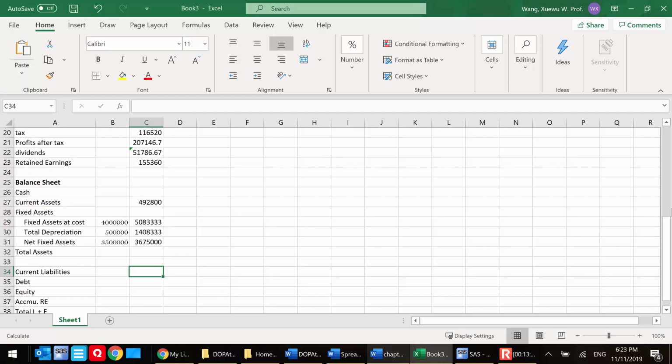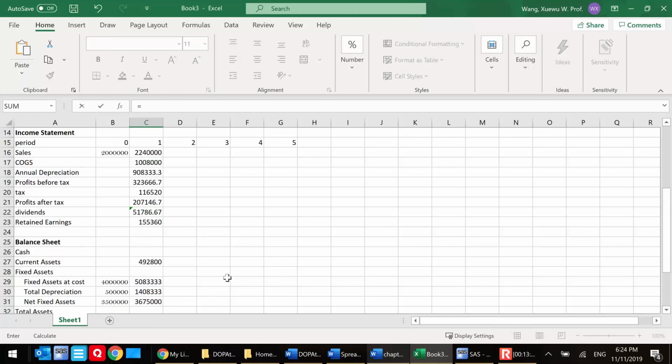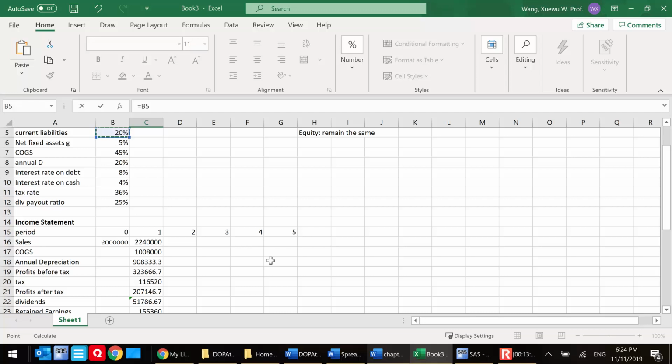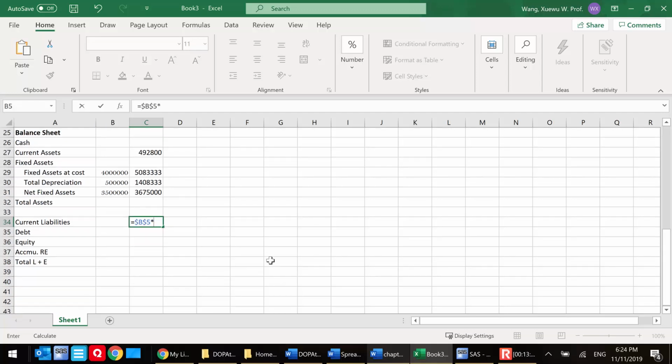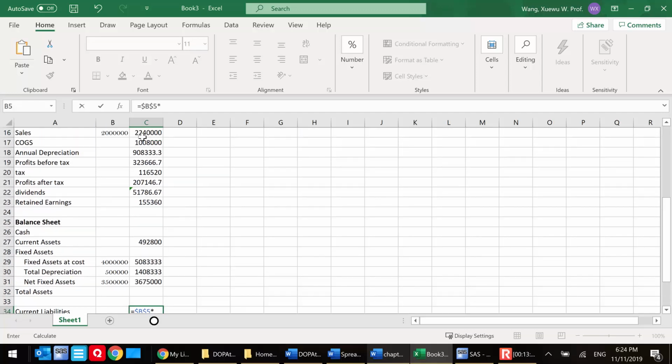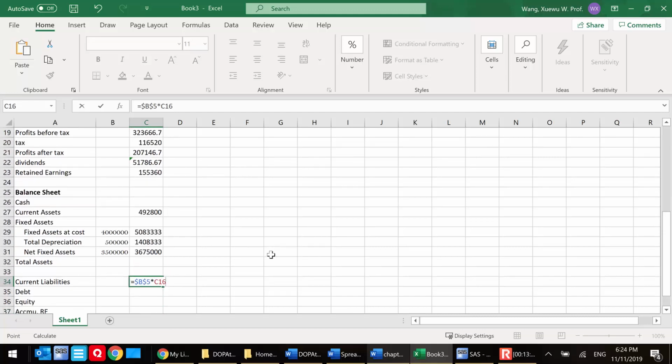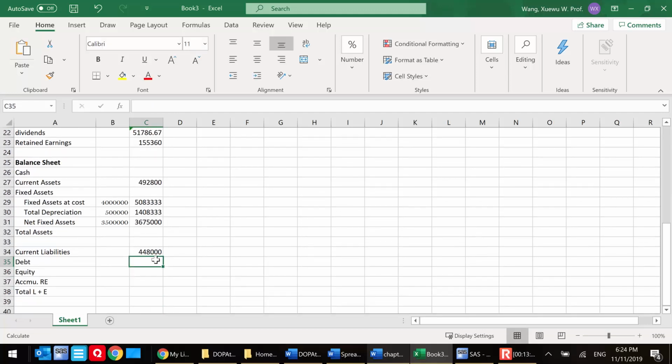So let's look at the current liability. Current liability is actually, according to the question, 20% of the sales. So let me just do 20%, right? Lock down the 20%, multiply that by the sales, okay? So that is the current liability.